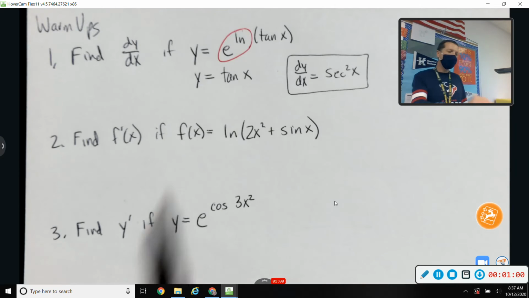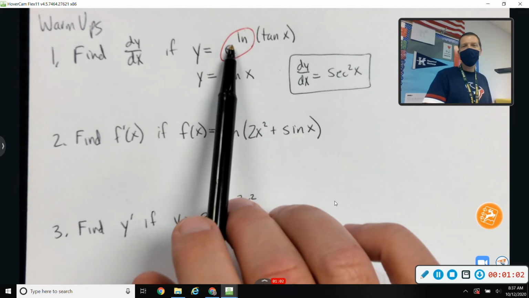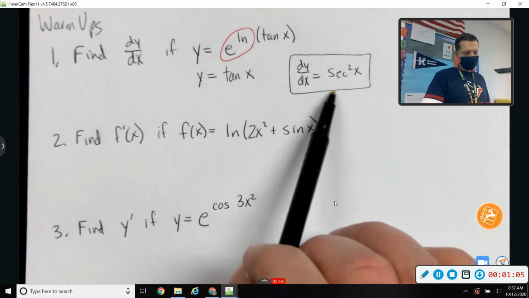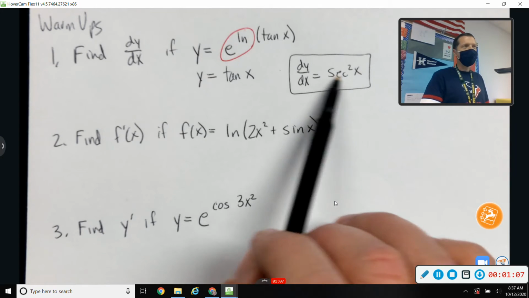Now, if you try to go the other way where you start taking the derivative of this thing, you should eventually get down to this, but it might take a while before you get there.